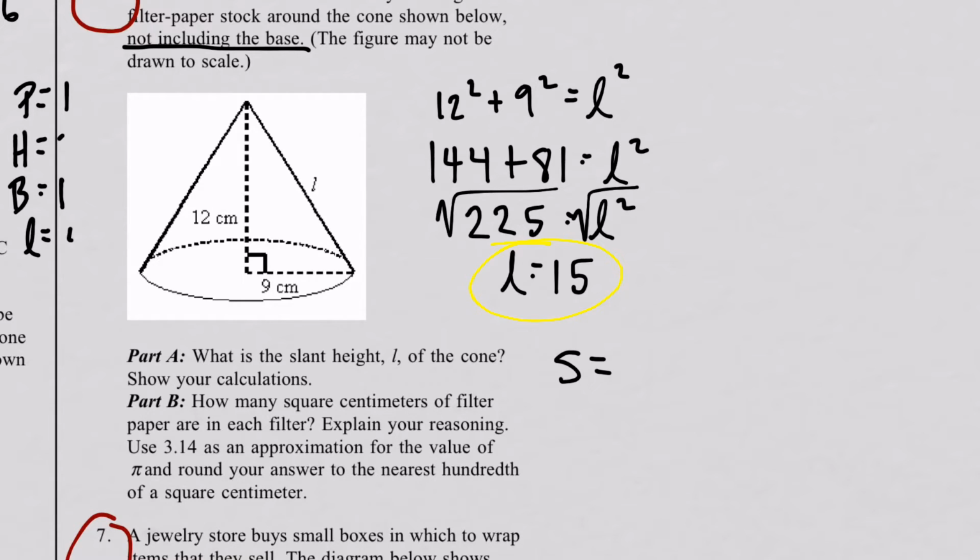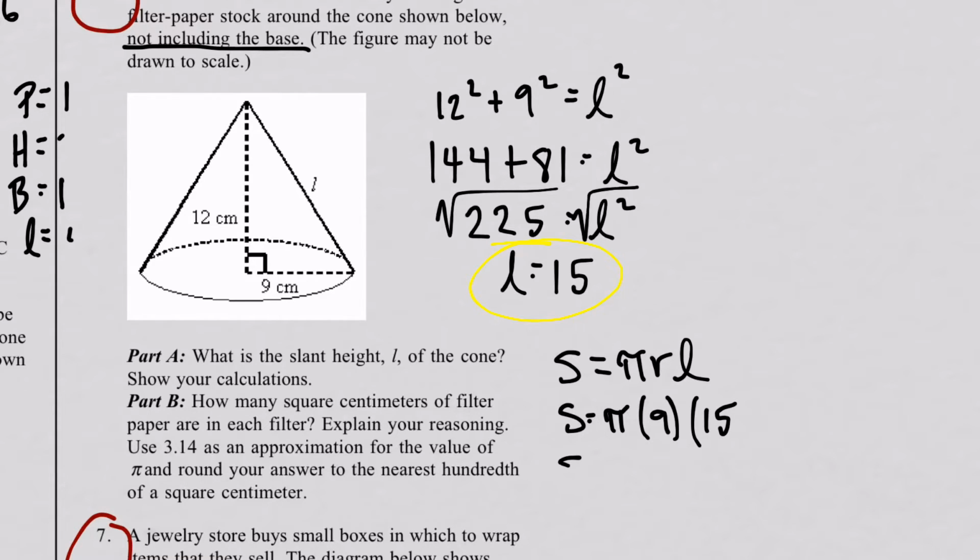Surface area of a cone is pi r L plus the area of the base, except that in this case we don't need the area of the base because, as you remember from up here, this is not including the base. Okay, so not the base, just pi r L. Well, seeing that we already found L, we can just plug in the numbers here. It's pi times r, which is 9, times L, which is 15.